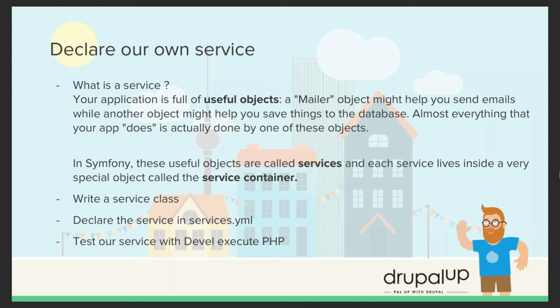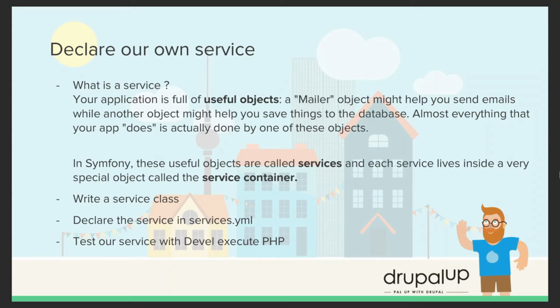Your application is full of useful objects. A mailer object might help you send emails, while other objects might help you save things to the database. Almost everything that your app does is actually done by one of these objects. In Symfony, these useful objects are called services, and each service lives inside a very special object called the service container.